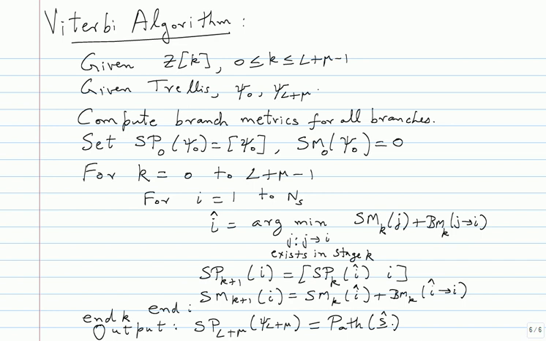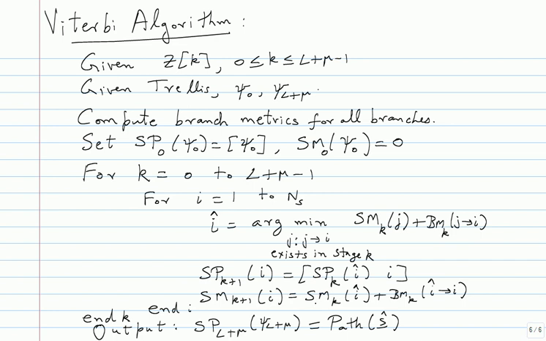So this is the Viterbi algorithm stated in a very simple way. And it's very easy to write a program for this. It's not too difficult, but you have to pay attention to some details when you want to write a program for this. For instance, people will never compute branch metrics for all branches at the beginning.